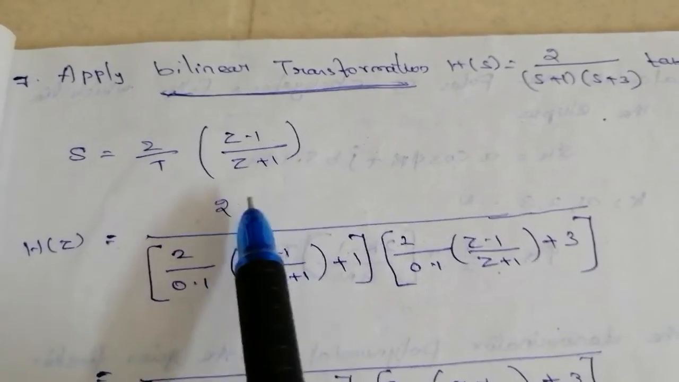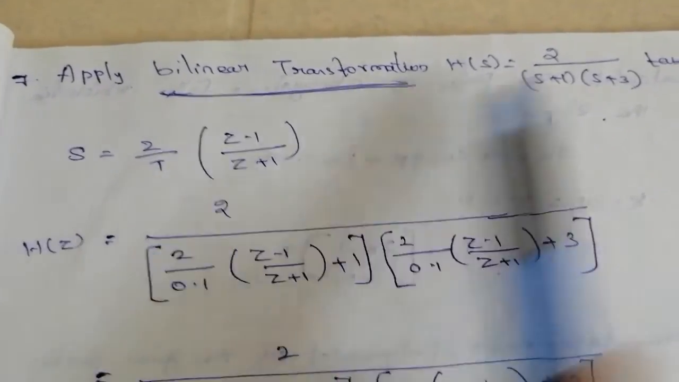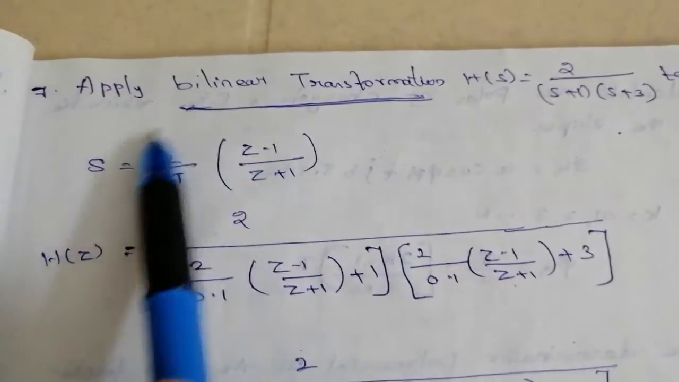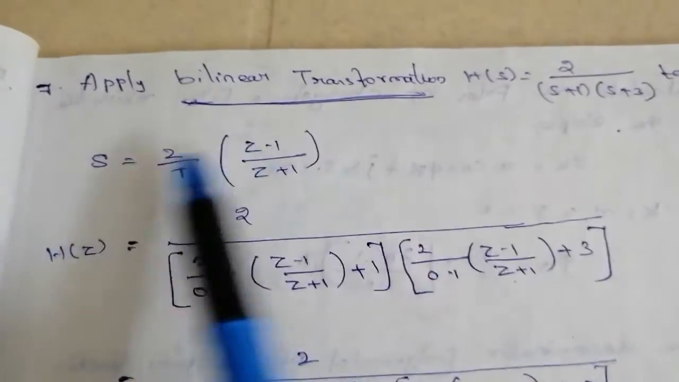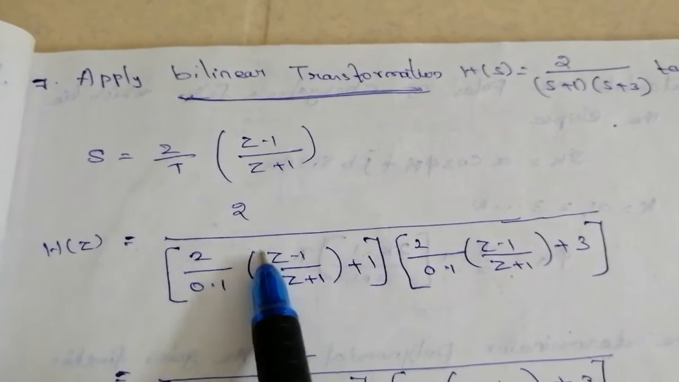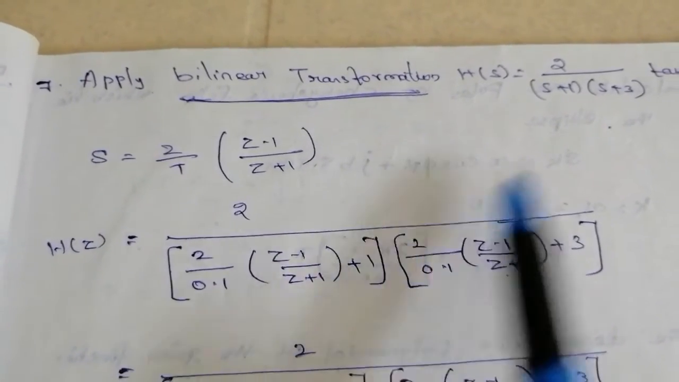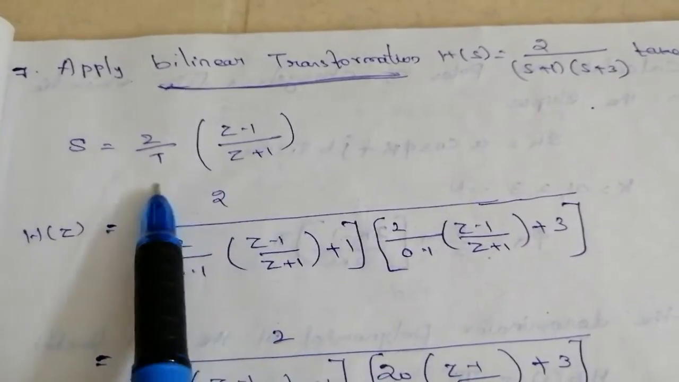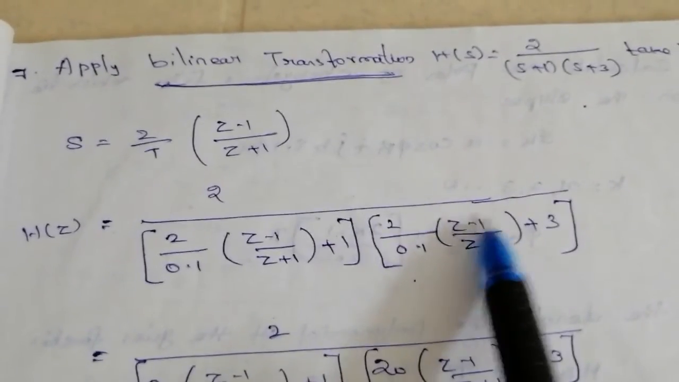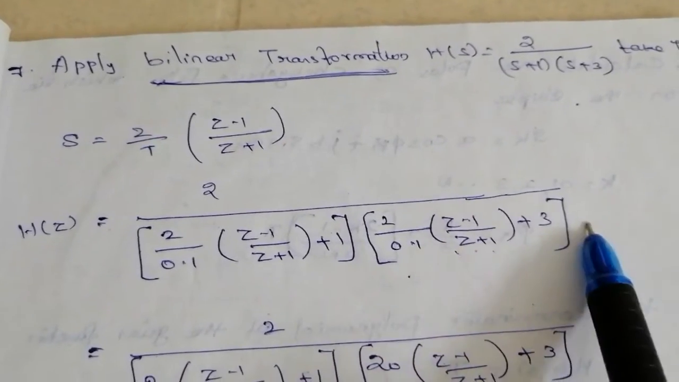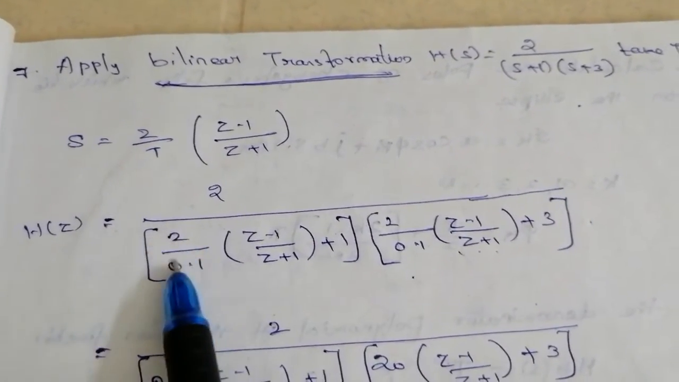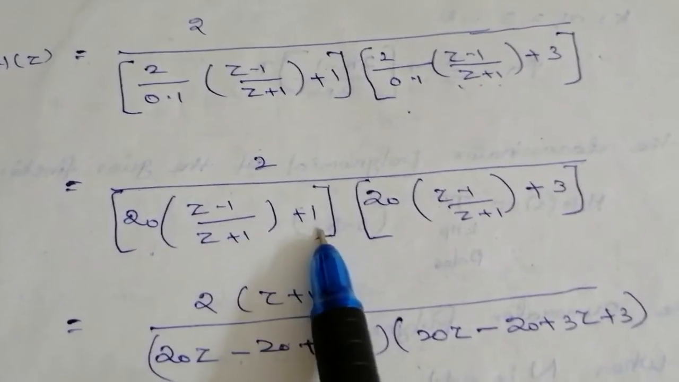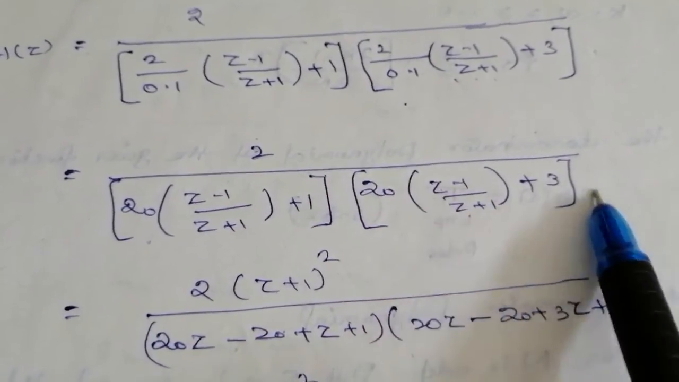So let's do it. H of z equal to 2 divided by s, where s is replaced by these terms. So s equals 2 by T, with T value 0.1, into (z minus 1) divided by (z plus 1), then plus 1. Then the second s is replaced by this term, so 2 by 0.1 into (z minus 1) divided by (z plus 1), plus 3. The simplification of this term is 20 (z minus 1) divided by (z plus 1) plus 1, and 20 (z minus 1) divided by (z plus 1) plus 3.